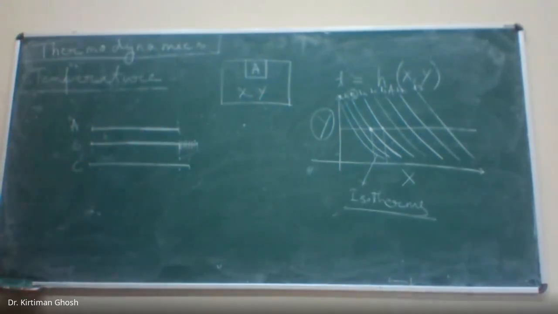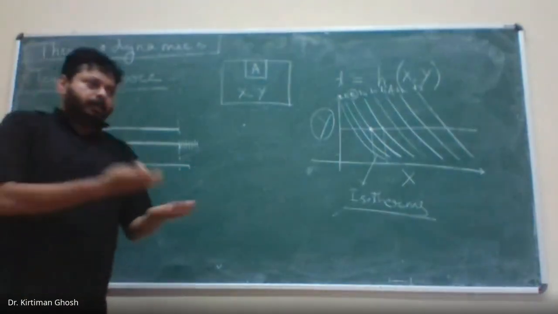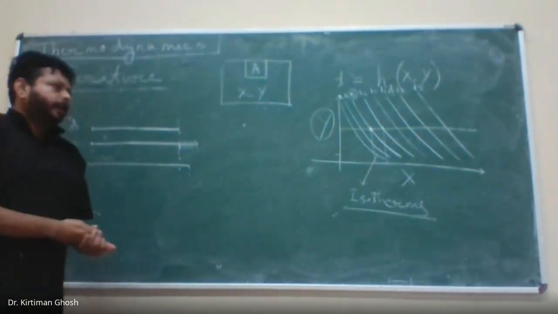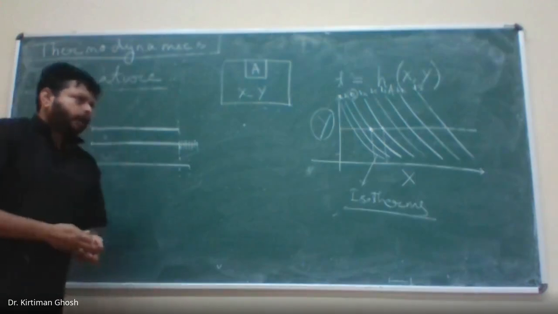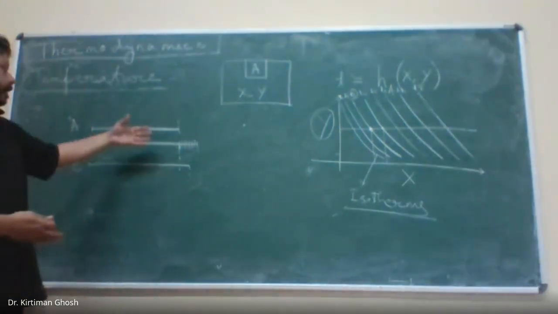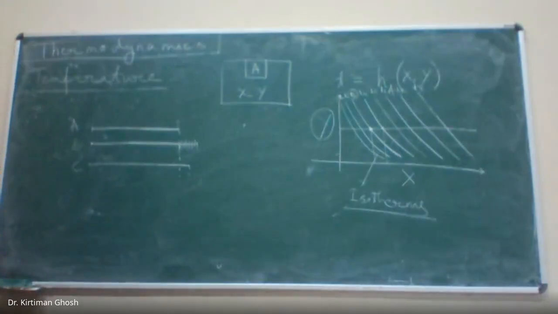How can we measure temperature? Any object, any system that behaves in a certain way when it comes in thermal contact with some thermodynamic system, such that the behavior changes, can be used to measure temperature. So this is a simple example.